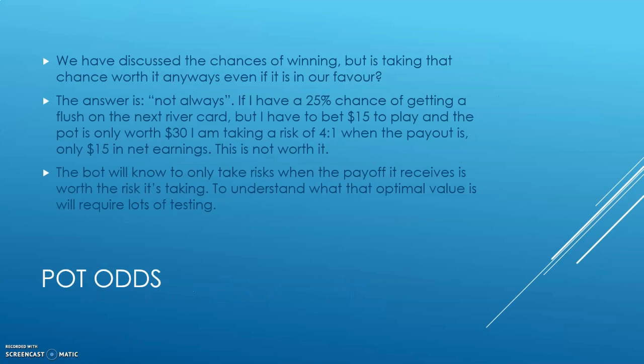I also wanted to talk about pot odds. If I have a specific chance of winning, is it always worth going for if the earning is not that good? The answer is not always, because if I have a 25% chance of getting a flush on the next river card, but I have to pay $15 and the pot is only worth 30, I'm taking a 4-to-1 risk when the payout is only $15 in net earnings. That's not really worth it. The bot will know to only take risk when the payoff it receives is worth the risk it's taking. Understanding what the optimal value is will require lots of testing.